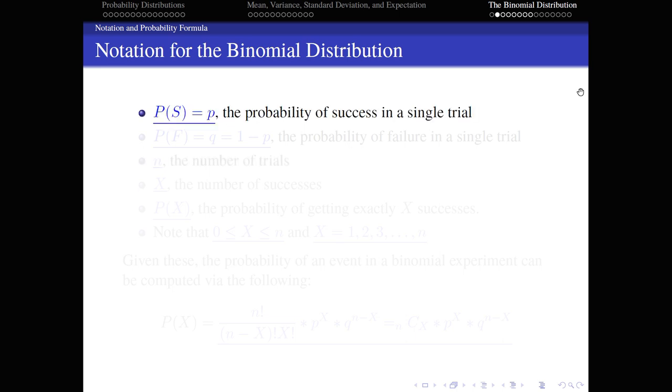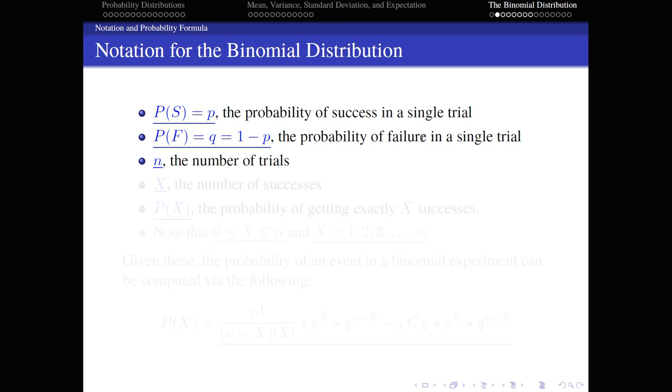First of all, some additional notation. The probability of success in a single trial, and this is not the probability of the sample space, so please bear with me, is termed P. The probability of failure is Q, and that's just 1 minus P. 1 minus P is the probability of failure, so you'll see Q sometimes. Sometimes you'll see 1 minus P. Both of these refer to the probability of failure.